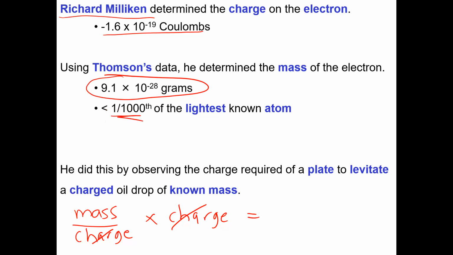So that's pretty cool, right? We have now completely characterized the first subatomic particle, which is the electron. We have its charge and its mass. We're just going to allow ourselves to get sidetracked and look at how Richard Millikan actually figured out the charge on the electron, because it's kind of cool.